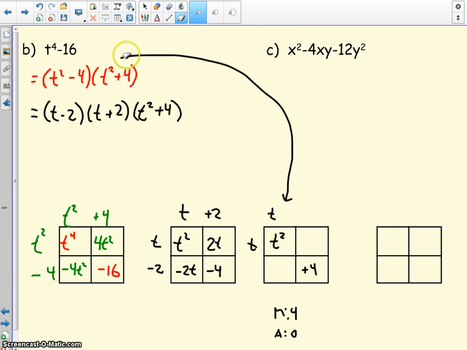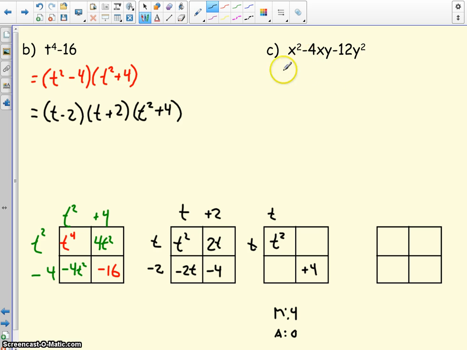Okay, so let's take a look at C. So what makes this one look a bit more complicated than some of the other ones is the presence of having both x and y variables in there. But when in doubt, you just want to try and throw it in an array and just see what happens, right? So when in doubt, array it out. So I'm going to put x squared up here, minus 12y squared down here.